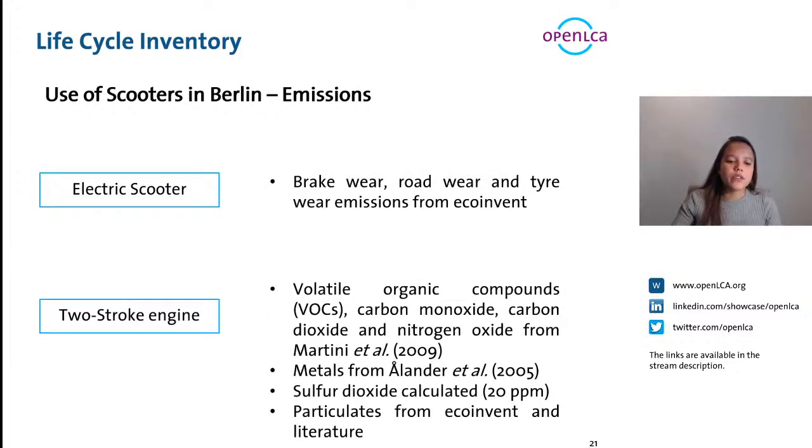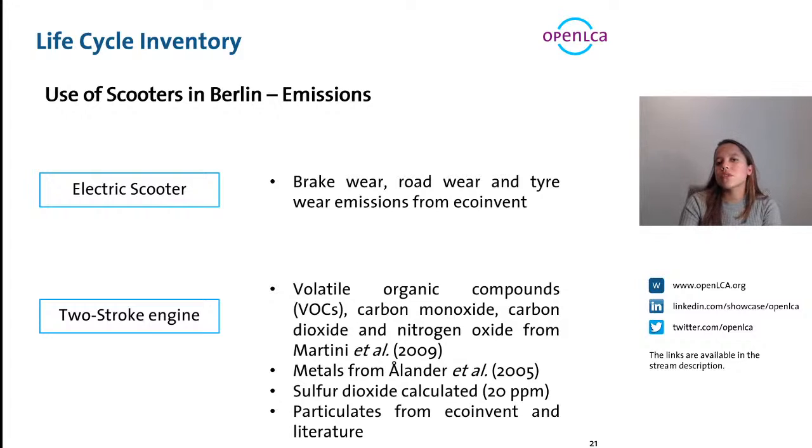Also, in the use of the scooters in Berlin, we need to consider the emissions. For the electric scooter, we have the emissions that we collected from Ecoinvent, like brake wear and road wear. For the two-stroke model, as I mentioned, we collected data from literature. For the organic compounds, carbon monoxide and carbon dioxide, we collected from one paper. But for the metals, I didn't find one reference for the emissions of metals of two-stroke scooters, but I found a reference that mentions the emissions of metals of other two-stroke devices, so that was considered.